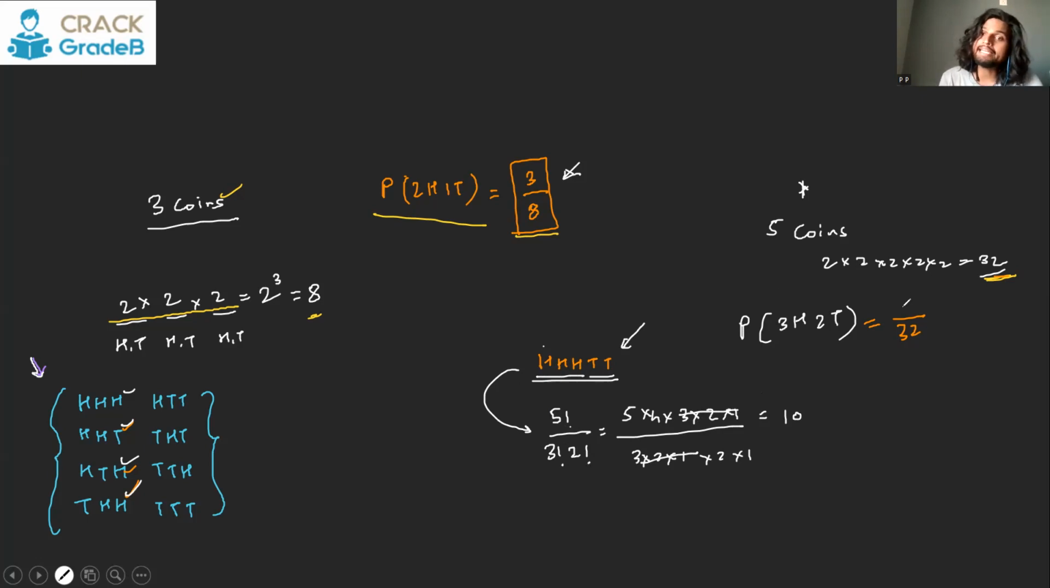That means there will be 10 cases which will have 3 heads and 2 tails. So the probability is going to be 10 upon 32 or 5 upon 16. So if the number of coins has been increased, then you have to use the PNC. Now this is about the coins.